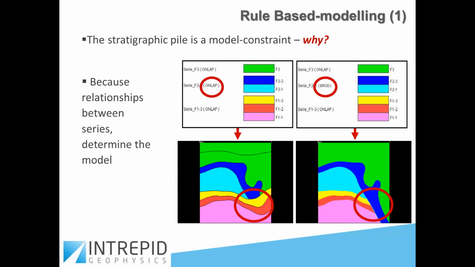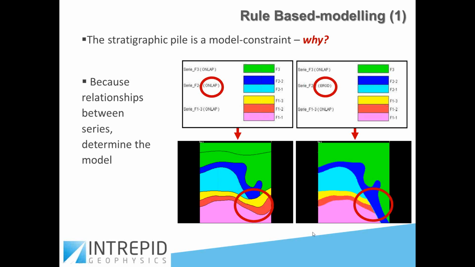It's because you can see on the left-hand side, for the top of the yellow unit, we have a blue series which has an onlapping relationship. And so you can see on the left-hand side that this model is created as onlapping, and so the blue is going to stop against the yellow. And just by changing one part of the geological pile, this is the erosional contact now introduced, the model now becomes quite different as the blue units charge through the yellow units below. And this is why we talk about rule-based modelling in terms of the stratigraphic pile.